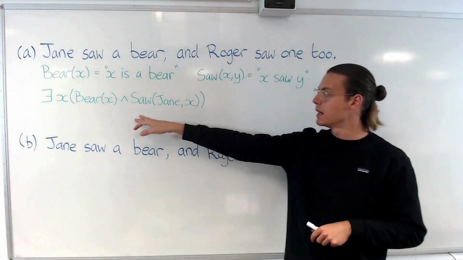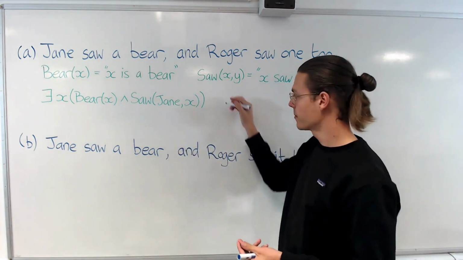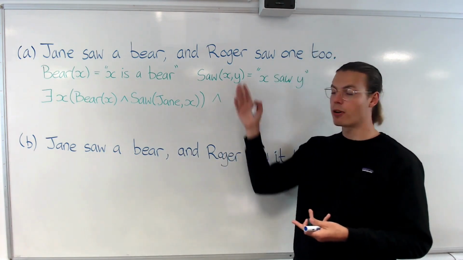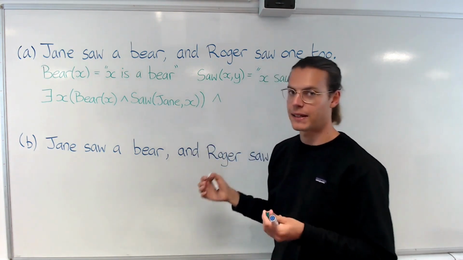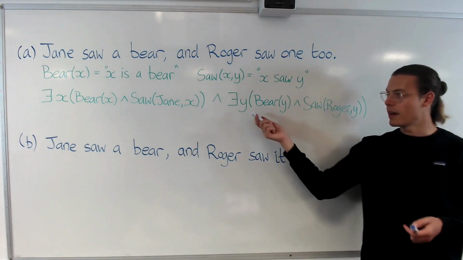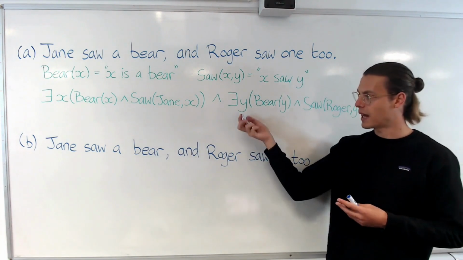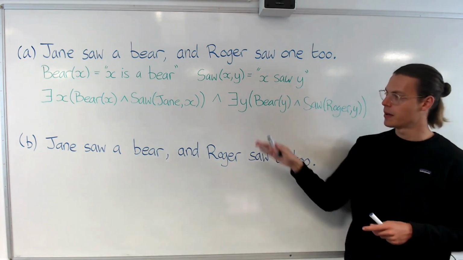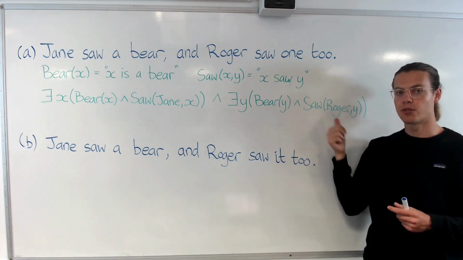That's the first part. Now we want to say that this is true, and there is a bear that Roger saw. So we need to write basically the same statement, but with Roger instead of Jane. So there is a thing Y. We've used Y instead of X. I could have used X again, since they are separate statements, but I've used Y to differentiate. There is something Y, such that Y is a bear, and Roger saw Y.